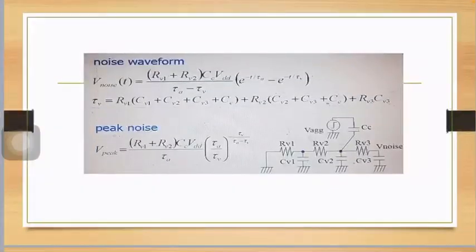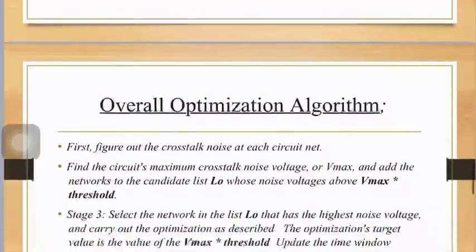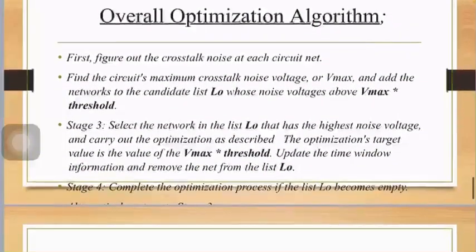Here is the noise equation, which is derived while considering the elements that are used in a circuit. Here is the overall optimization algorithm. So in this step, we first figure out the crosstalk noise at each circuit net. Then we find the circuit's maximum crosstalk noise voltage.